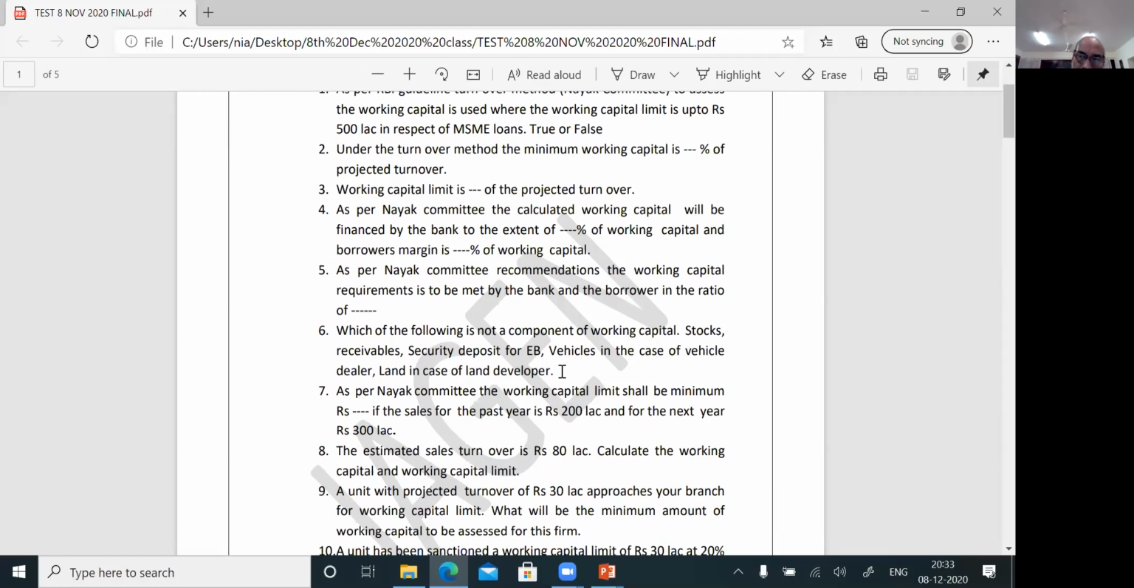Stocks, it is a working capital component. Receivables, it is sundry debtors, it is a working capital component. Vehicles in the case of a vehicle dealer, it is working capital for him, isn't it? He is buying and selling, so it is working capital. Land, if he is a land developer, it is working capital for him. Whereas security deposit for EB is not part of working capital. So here it is security deposit for EB. Question number 6, security deposit for EB is not a component of working capital.